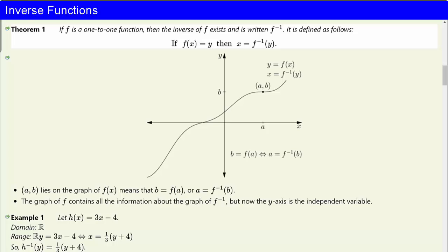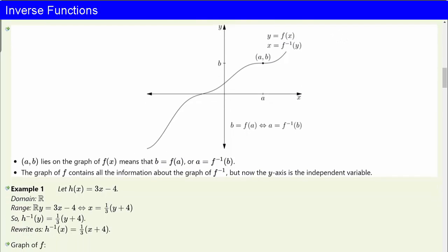We have seen how the inverse looks as a mapping. How does it look when we're dealing with the graph of f of x in the Cartesian plane? The important thing to notice is that a point with coordinates a, b lies on the graph of f of x means that b equals f of a, or equivalently, a equals f inverse of b. Thus, the graph of f contains all the information about the graph of f inverse. But now, for f inverse, the y-axis is the independent variable, which we normally call x and make horizontal, not vertical. So just to confuse matters further, we will in general write the inverse function as a function of x, and of course graph it in the usual way.